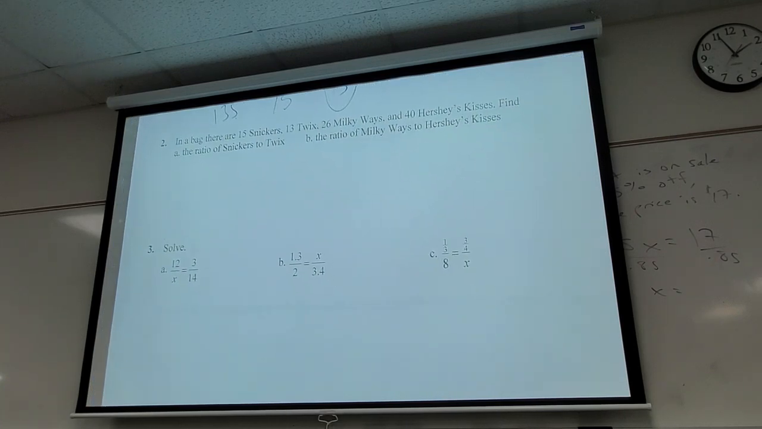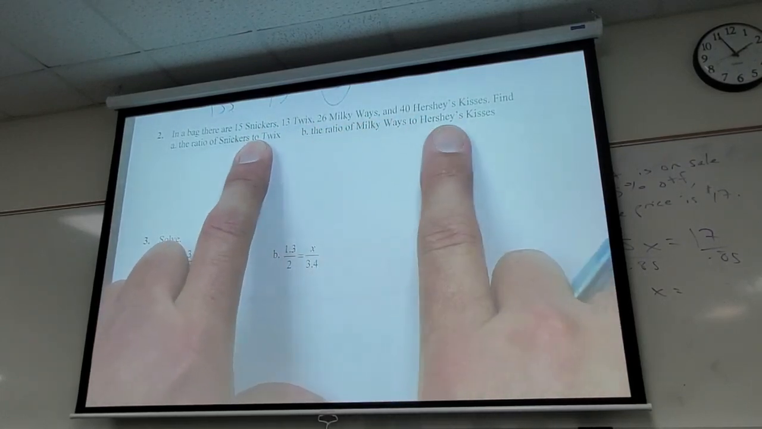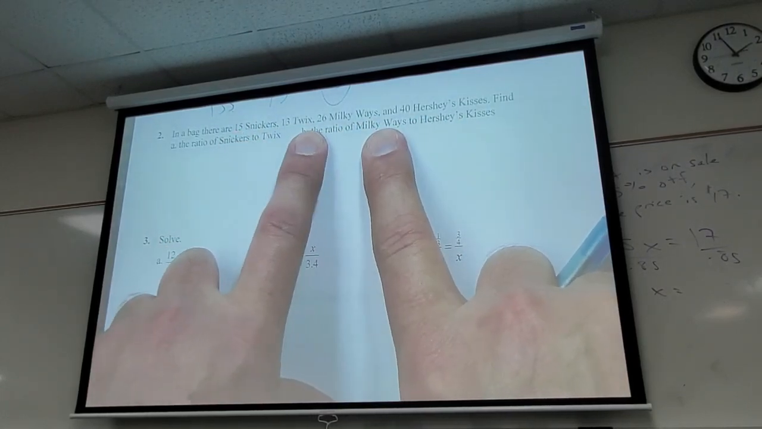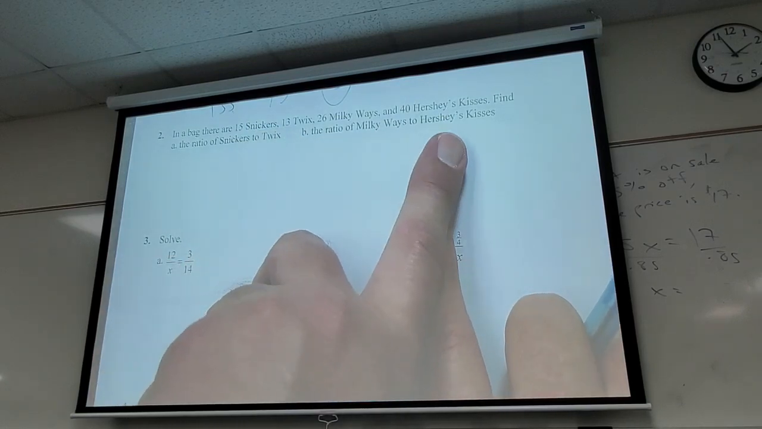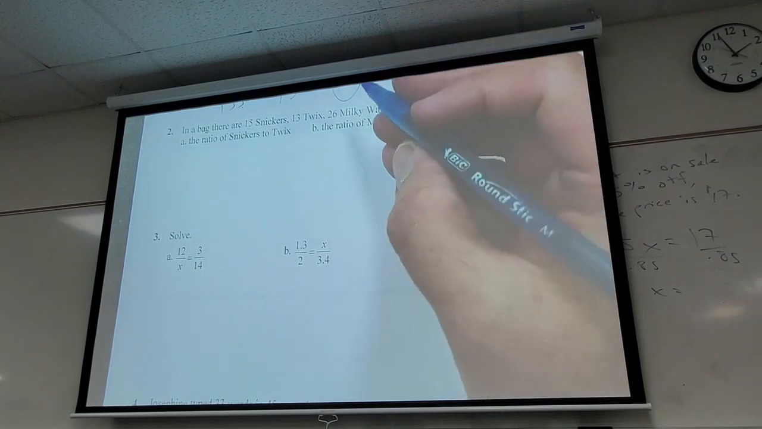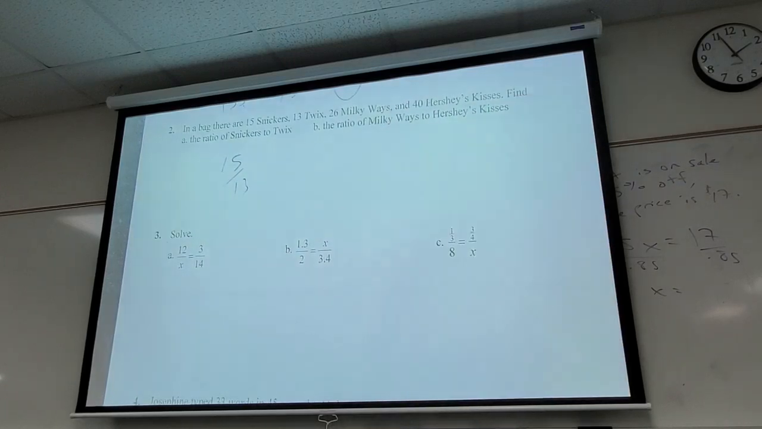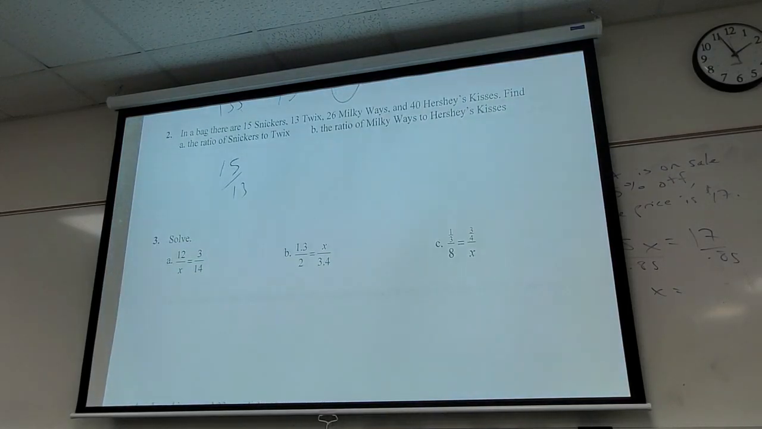All right, so in a bag, obviously I was wanting some chocolate when I was making this. There's 15 Snickers, 13 Twix, 26 Milky Ways, 40 Hershey's. The ratio of Snickers to Twix is 15 to 13. Now, real quick, would a student freak out a little bit possibly about the fact that that's improper? If somebody's like, wait a minute, that's bigger than 1, what would you tell them? What would you say to them?